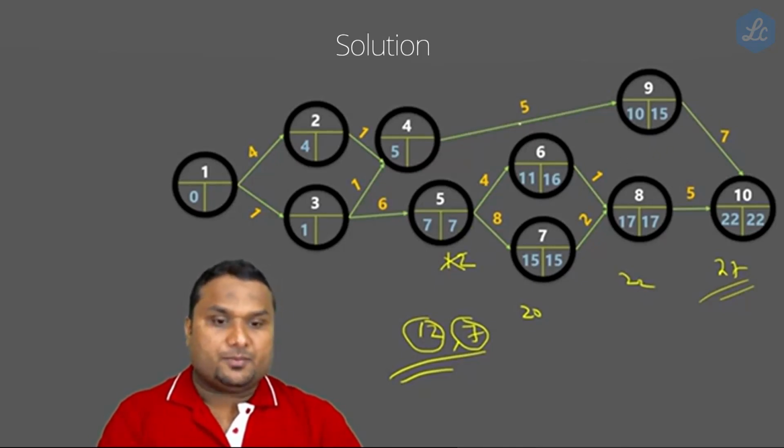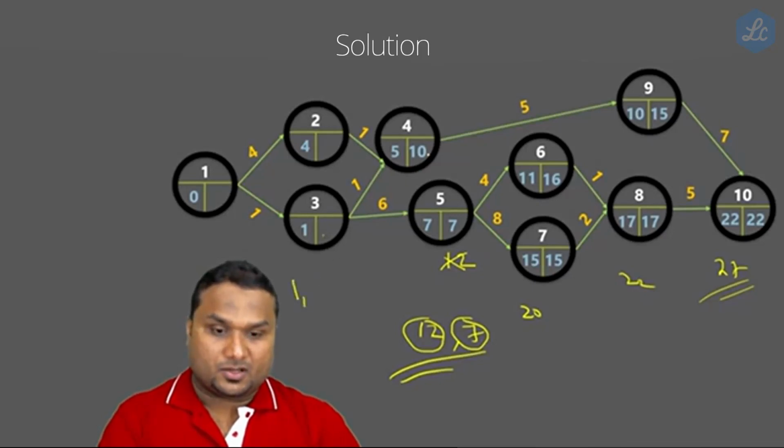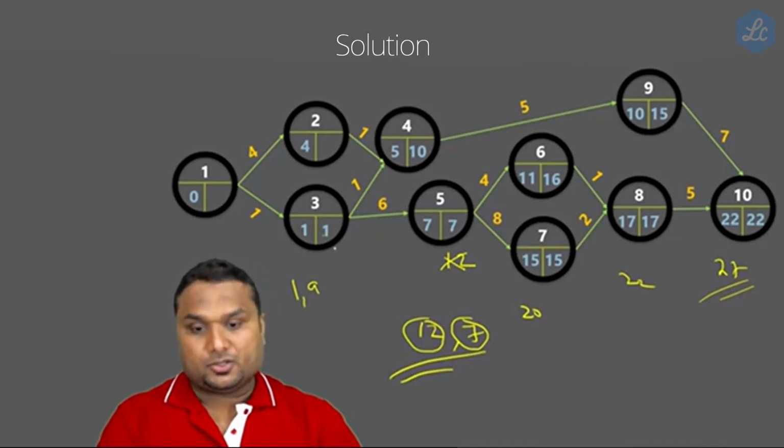Now 15 minus 5 is 10. Next is 7 minus 6, which is 1 over here. 10 minus 1 is 9. What do you have to put? 7 minus 6 is 1, so the lowest is 1. So you have to put 1 over here.